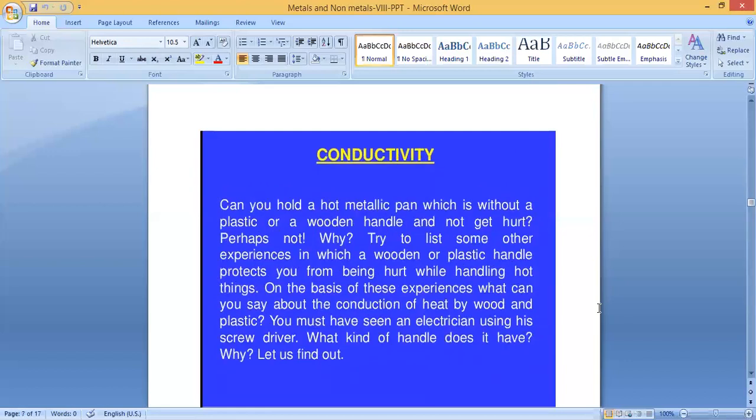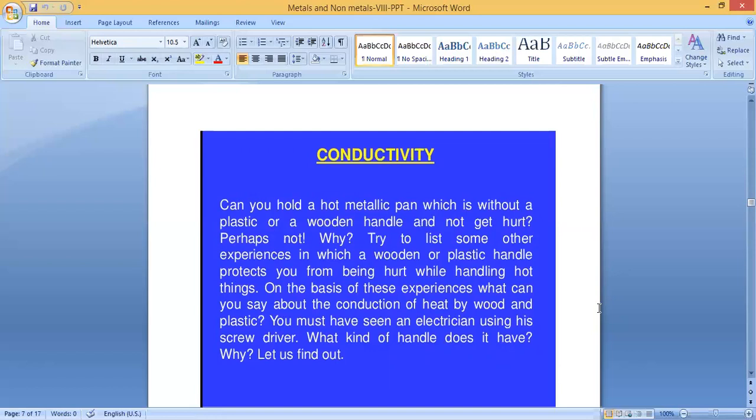Next one is conductivity. You would have heard the terms conductors and insulators. Conductors are the substances which allow the passage of heat and electricity. Insulators or poor conductors do not allow electricity or heat to pass through them. If you take any metal, like an iron nail or any metal rod, you can say it is a very good conductor. Instead, you can take some plastic or wood or rubber. You can say they are insulators because they do not allow electricity or heat to pass through.